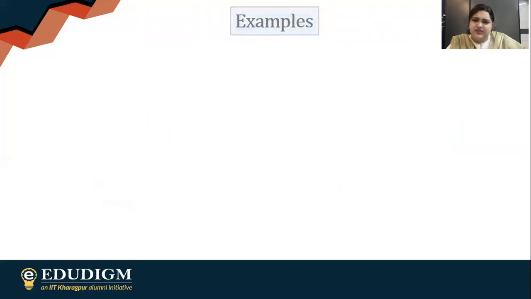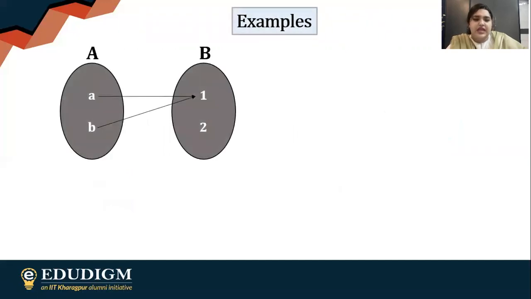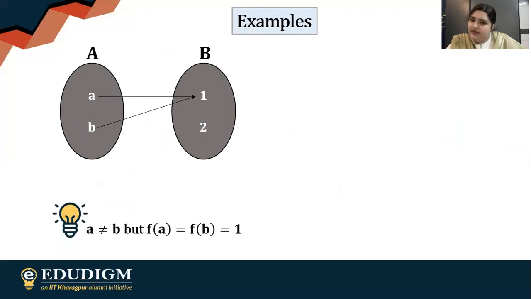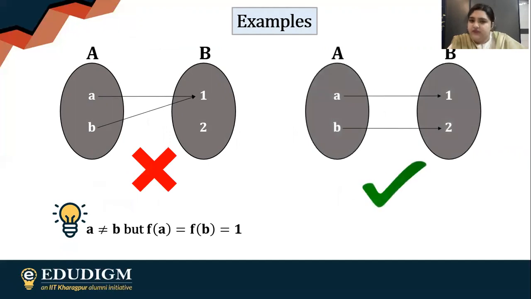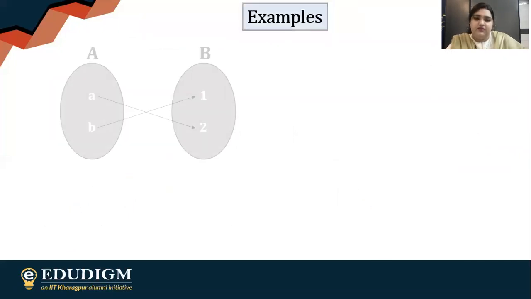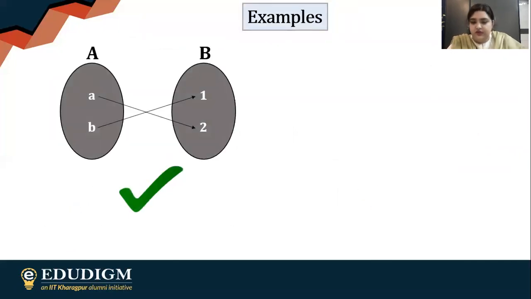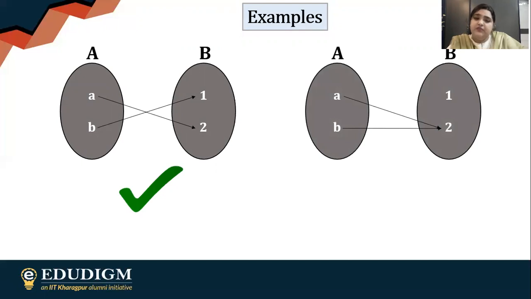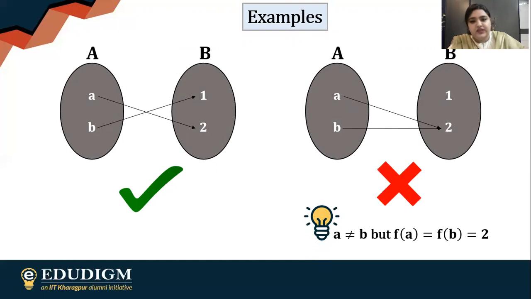Start with the most basic arrow diagrams. This is actually problematic because a and b are not equal, but their images are equal. So no, this one is perfectly all right, because you can see that different elements have different images. Again, if you look at this one, this is perfectly okay. Whereas for this one, a and b are different, but their image is the same, which is 2. So this is problematic, and we are not saying that it's a one-one function.